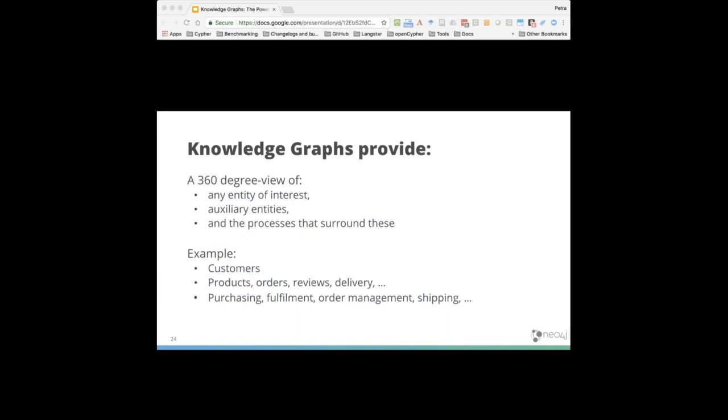So just again to take a step back, a knowledge graph essentially provides a 360-degree view of any entity of interest. So these may be things like customers and things like that. Auxiliary entities, so these may be stores at which the customer perhaps did their shopping, and also customer reviews and things like that, things that basically support the main entities. And then also the processes that surround these. So maybe this is how the various fulfillment processes worked, or how the shipping worked out, or delivery and things like that.